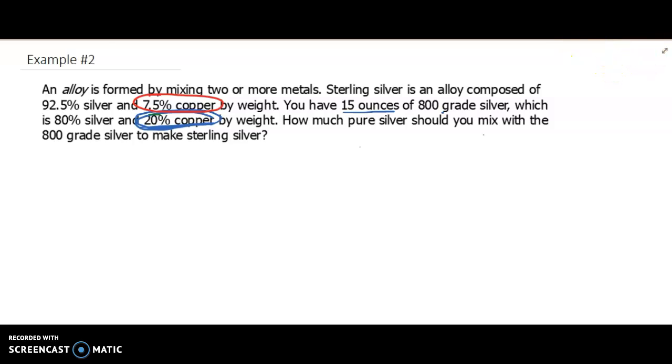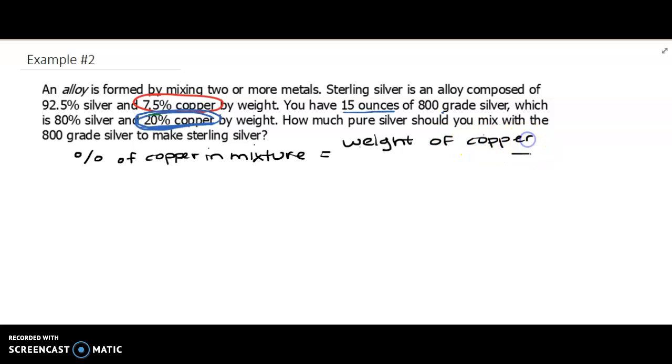So if we put it into words, we'd have the percent of copper in the mixture is equal to the weight of the copper in the mixture divided by the total weight. That should be nothing new to you, right? Like when I do a test, you have how many correct out of total number possible. So it's the part out of the whole. This is how you'd find the percentage of copper in a mixture.